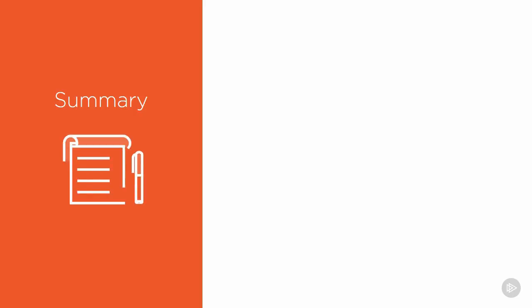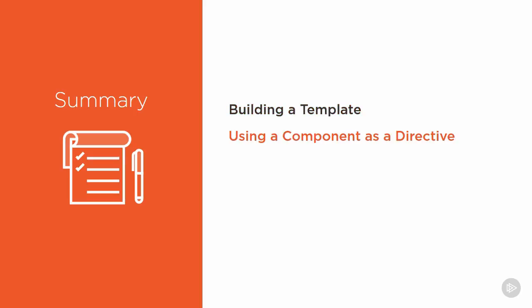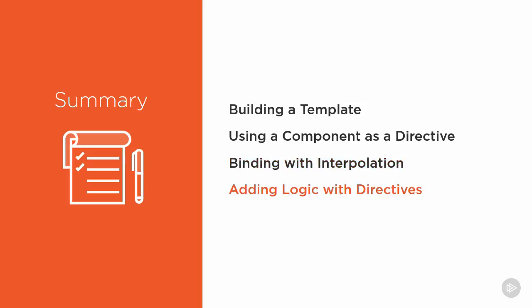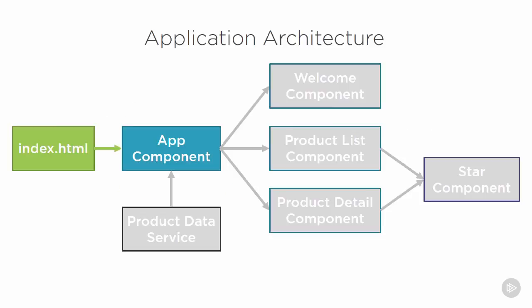In this module, we evaluated the differences between an inline template and a linked template, and we created a linked template. We then built a component for that template and learned how to use that component as a directive. We took a first look at Angular data binding through interpolation and powered up our template by using built-in Angular directives. Here, once again, is our application architecture.